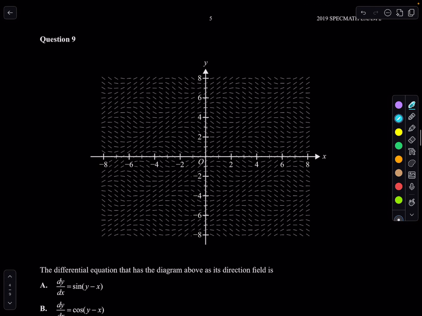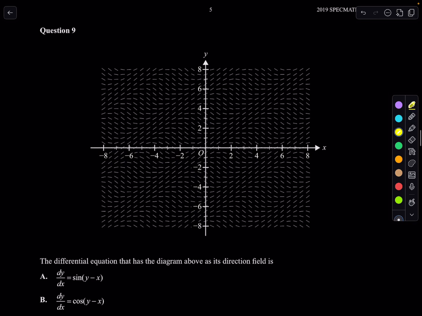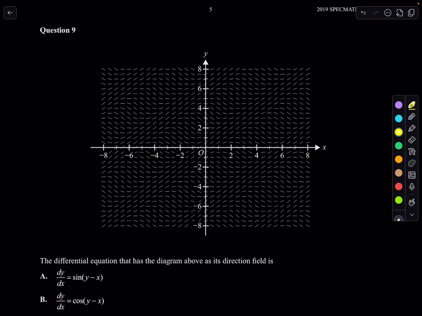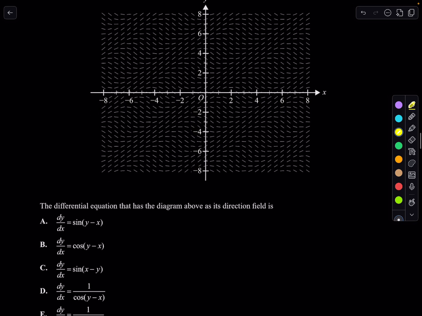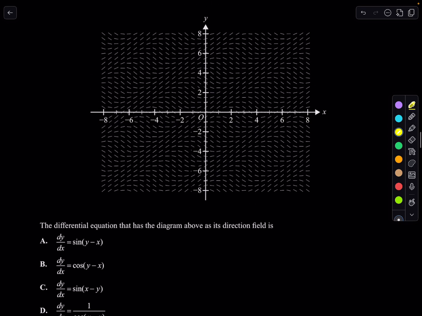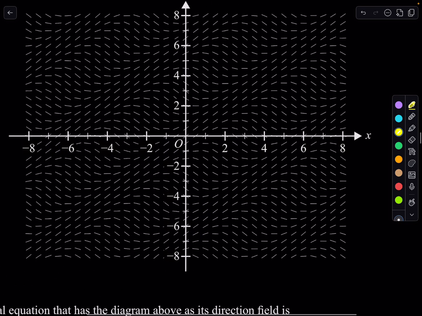So let's have a look at the next question. Question 9. I really love these questions because they're actually a little bit easy. They're so easy with a CAS. I'm going to show you first how I would try to eliminate some options. So looking at it, yep, the differential equation that has the diagram above as its direction field. Okay, so just choose any value, try to look at it. Okay, I'm going to choose the origin.